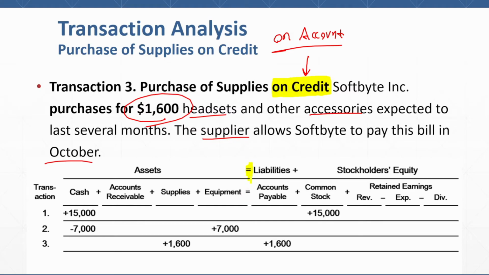If $15,000 goes up, so this is our equal sign. If $15,000 goes up on the left side, the same amount goes up on the right side. If $7,000 decreases the left side of the equation, the same amount increases the same side of the equation. So the total, the aggregated effect is 0. You are still in balance. If supplies goes up on the left, something else on the right should also go up.